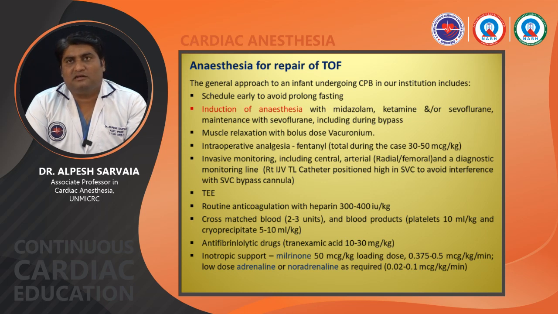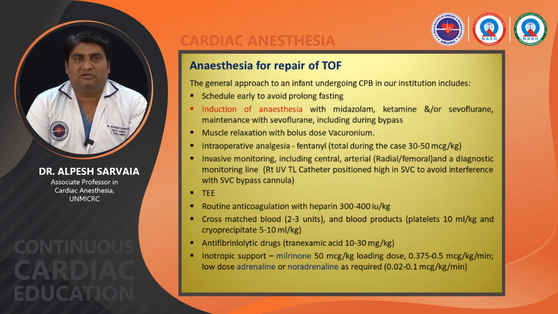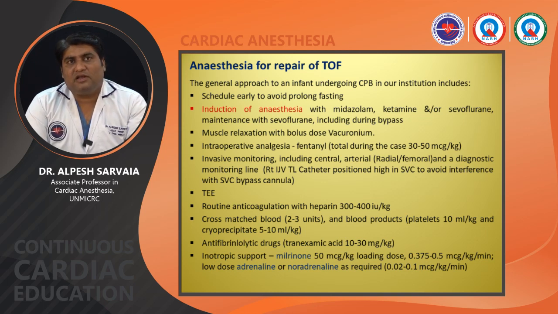A TEE probe has to be inserted, and routine anticoagulation is with heparin 300 to 400 international units per kg. Cross-matched blood, 2 to 3 units, has to be preserved, and blood products like platelets and cryoprecipitate may be required after the correction. Antifibrinolytic drugs like tranexamic acid have to be used, and inotropic support may be required post-operatively, mainly milrinone with or without adrenaline or noradrenaline infusion.